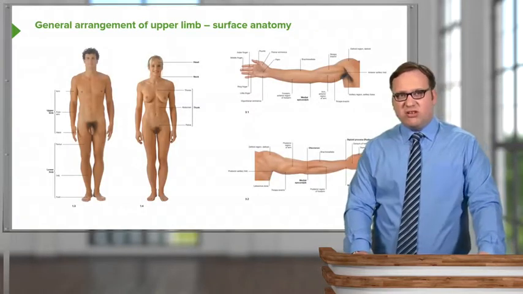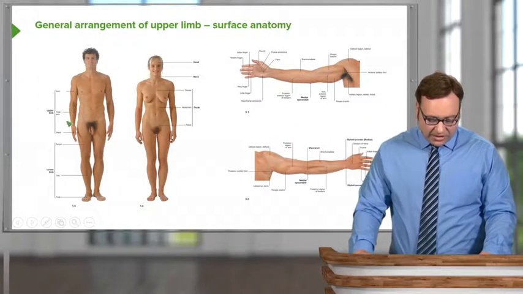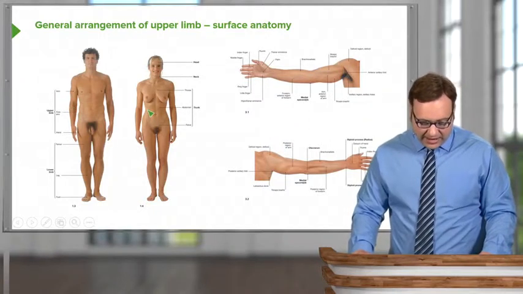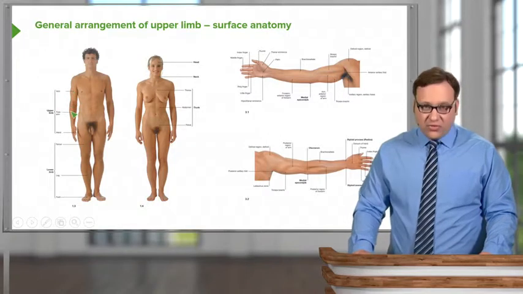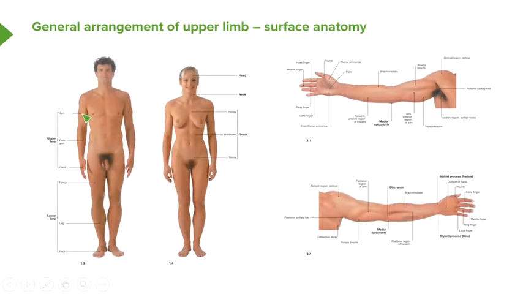So if we just look at the general arrangement of the upper limb, then on this slide we can see a nice body plan of both the male here and the female. And on the male we can see indicated the upper limb. Specifically we've got the arm region here, which is connected to the trunk by way of the shoulder, which we'll talk more about here. And then connecting the arm to the forearm, we have the elbow joint. And then most distally, furthest away from the main core of the body, we have the hand. The hand, remember, is connected to the forearm via the wrist joint.